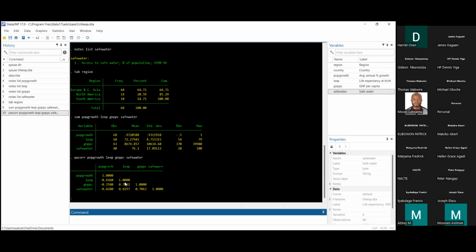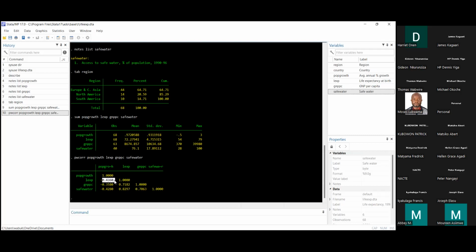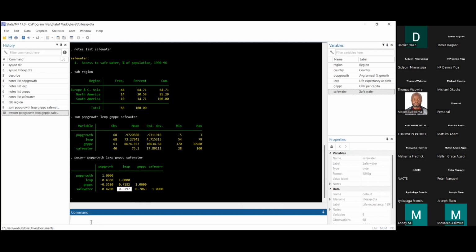And safe water and life expectancy is positive, meaning an increase in access to safe water is expected to lead to an increase in life expectancy. And that's what I can see in these values, because you're talking about life expectancy here as your dependent variable. I should have started with it when I was choosing my variables, but you always know which ones you are dealing with.